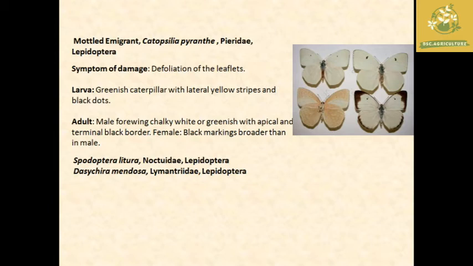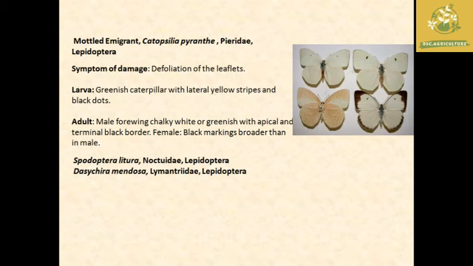and the adult male is chalky white with a greenish terminal and a black border, and the female has black markings broader than in the male. You can observe in the picture around 3 males and 1 female, which has black markings in the border region. And some other pests we can see in green gram are Spodoptera litura as well as Dasychira mendosa.